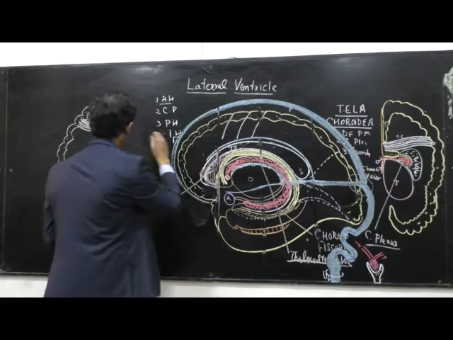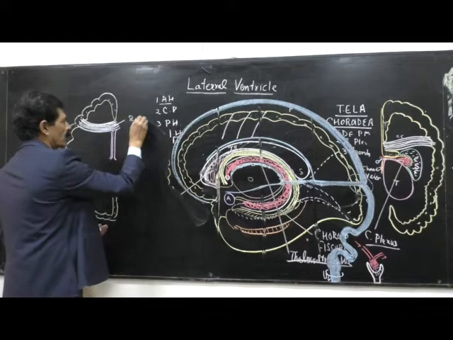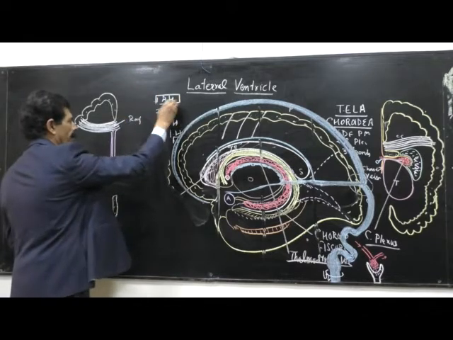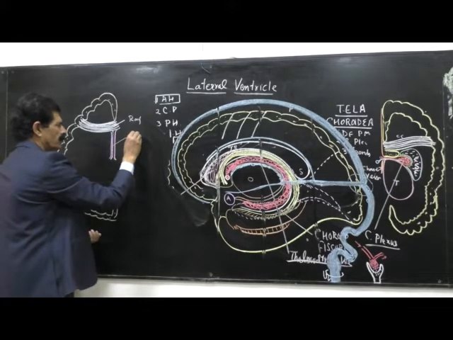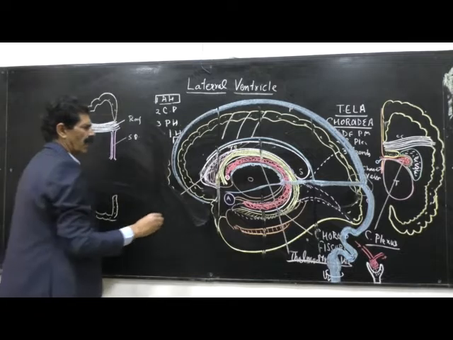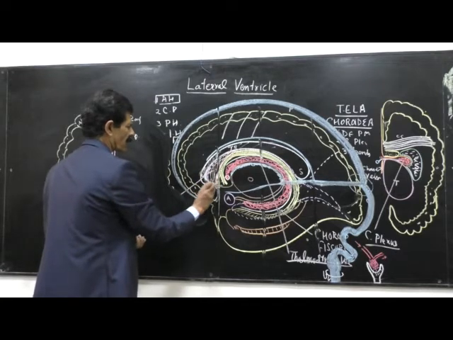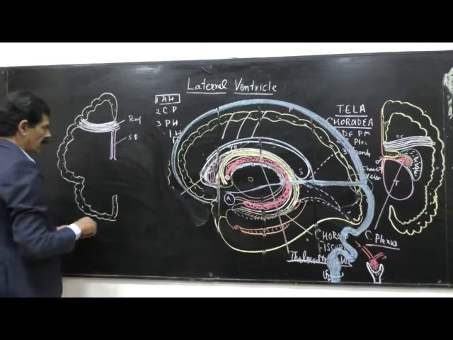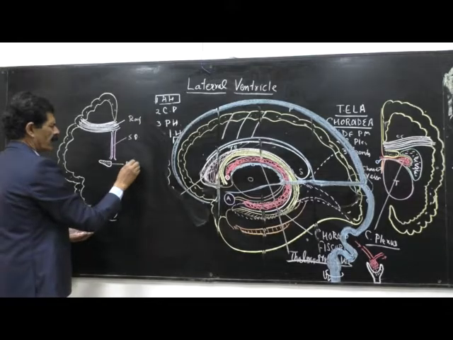So the trunk of the corpus callosum is the roof of the anterior horn. The medial wall is formed by the septum pellucidum, and this is the floor. In the floor lies the horizontal part of the corpus callosum, that is called the rostrum of the corpus callosum. Medially the rostrum forms the floor.